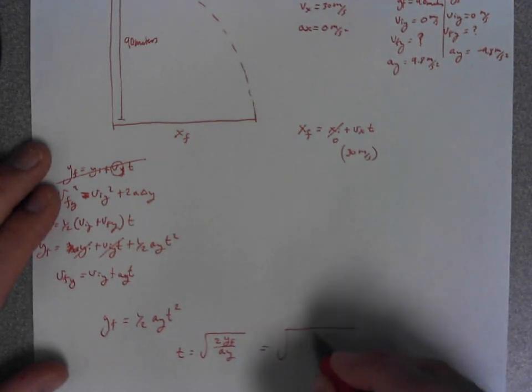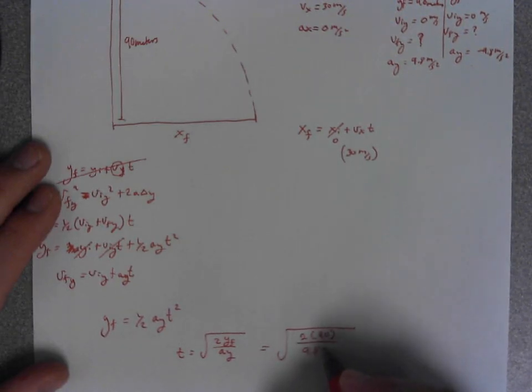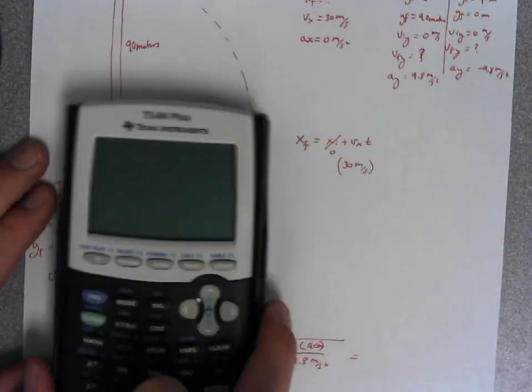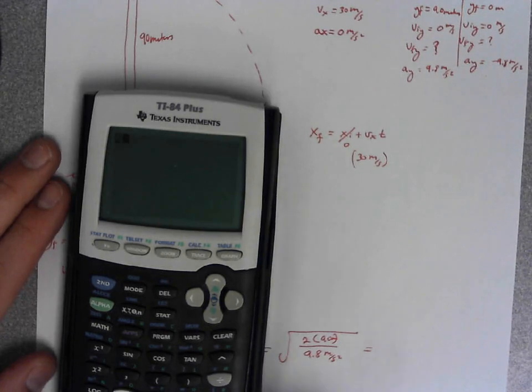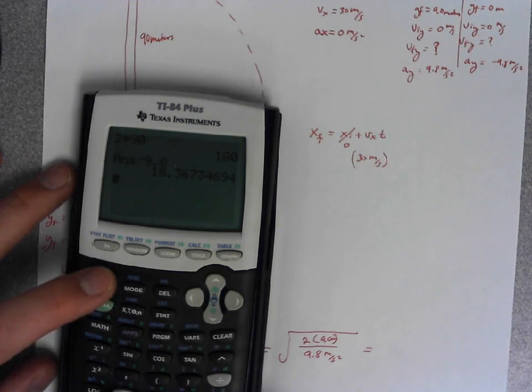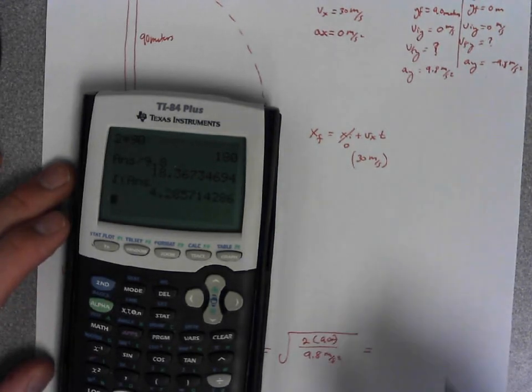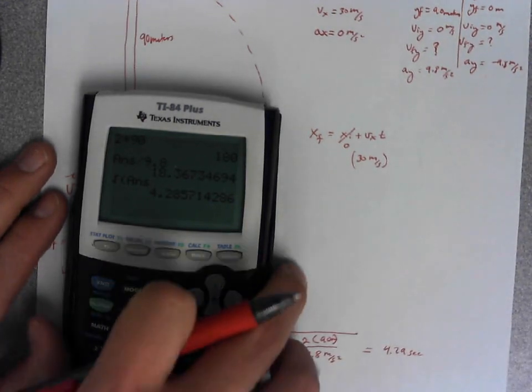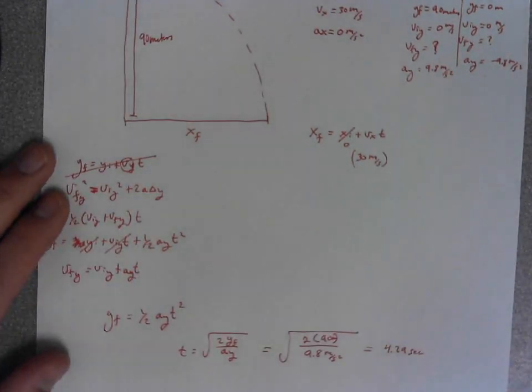I do the square root of 2 times 90 divided by a positive 9.8. Let's put our units in here. This is meters. And we plug that into our calculator. I prefer to do this in chunks. So I'll do 2 times 90, get an answer, divided by 9.8, get an answer. And then I'll do the square root of my answer, and I get 4.28. We'll round it to 4.29 seconds. So it takes just over 4 seconds for it to fall.